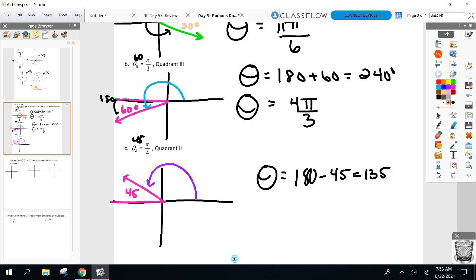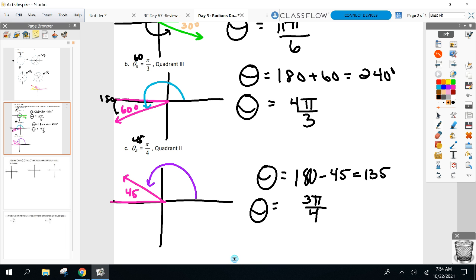Let's quickly convert it into radians. It was pi over 4. How many times does 45 go into 135? 3 times. 3 pi over 4. Anything you want to ask here? Because I wanted to do an example in all the quadrants. I'm not doing an example in one because we know it's the same angle. The reference angle and the angle are always the same.